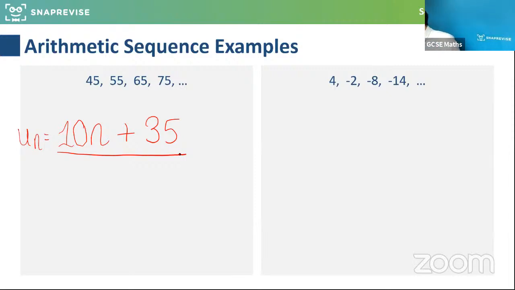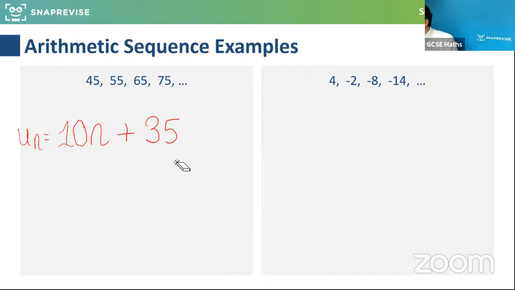And if you want to check your answer is right, remember, if you let n equal something, for example, if n is 3, 10 times 3 is 30, plus 35 is 65. The third term, when n is 3, is 65, so it works. So that's a really good way of checking your rule works: put n in as one of the values and check it spits out the proper value it should have for that term. So that was great. Well done if that was hopefully clear.